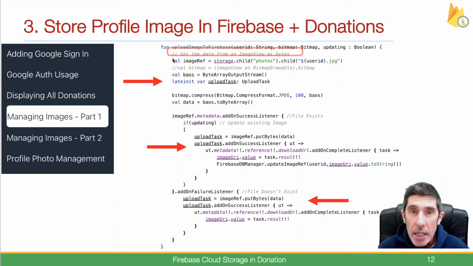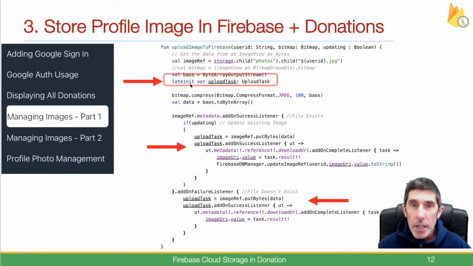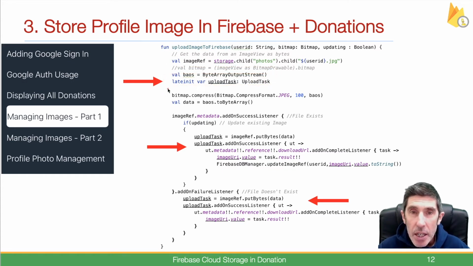You can see we get the image view, so we get a reference. We create a byte array output stream. We create this upload task. Okay, and then we do a little bit of compression on it. So these are taken from the developer docs working with bitmaps, they're always compressed, obviously to try and make the upload speeds as quick as possible. Okay, and then we convert that to a byte array.